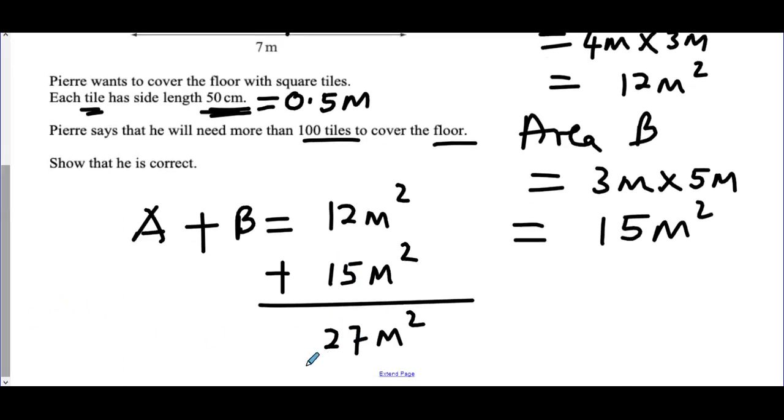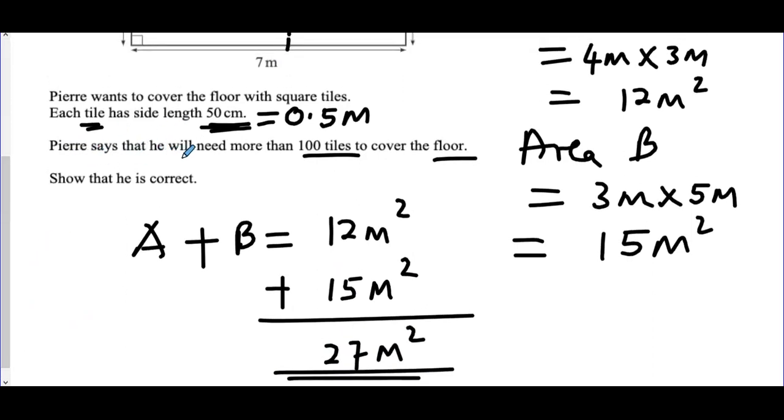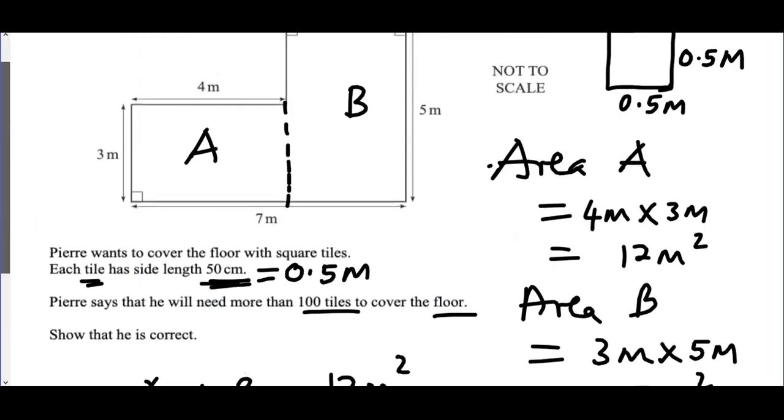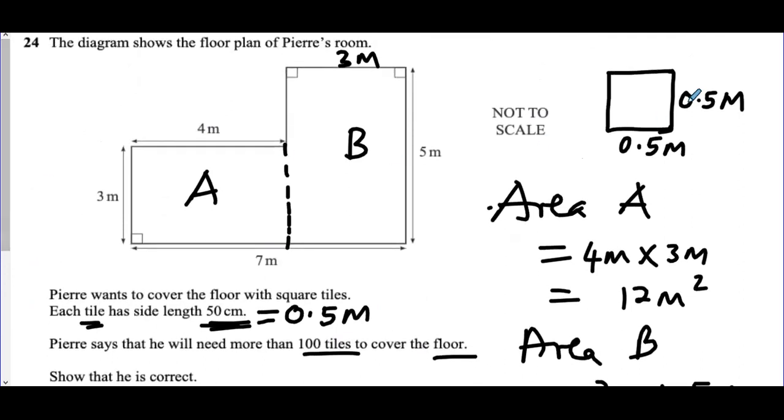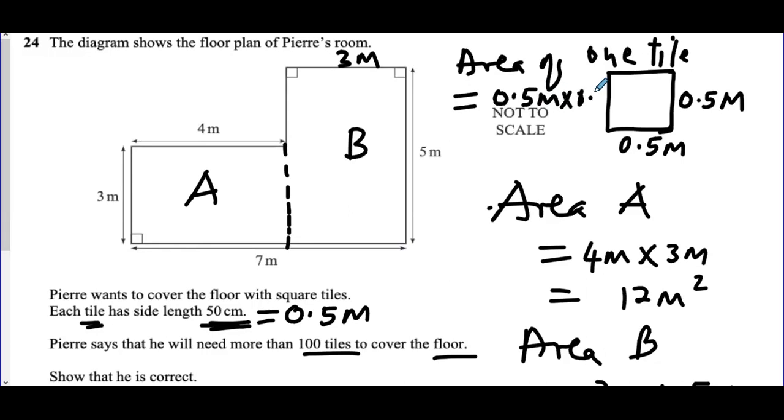Okay, now this floor, which has the area of 27 meters squared, has to be covered by tiles. Now Pierre says that he will need more than 100 tiles to cover the floor. So to do that, we're going to go ahead finding the area of this single tile. So area of one tile will be equal to 0.5 meter times 0.5 meter, and this will give you 0.25 meters squared. So this is the area of one tile.